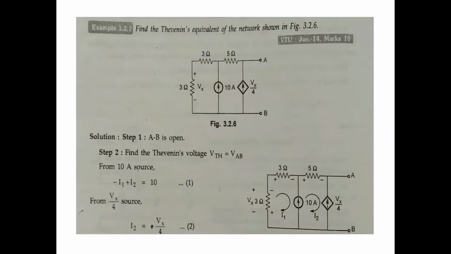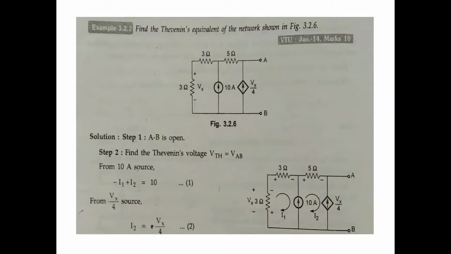Step number 2: find the Thevenin's voltage, VTH equal to VAB, that is the open circuit voltage. What is I1 plus I2? This is upward, plus to minus side, so minus I1. The currents are in the same direction, so that is plus. Minus I1 plus I2 equals 10, because 10 amps is already given.